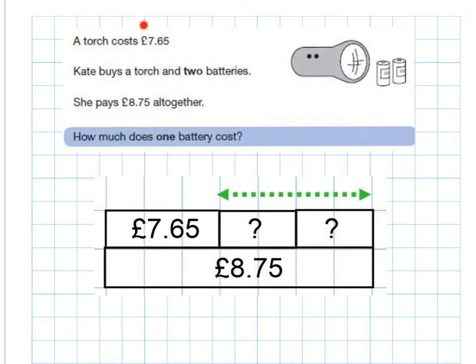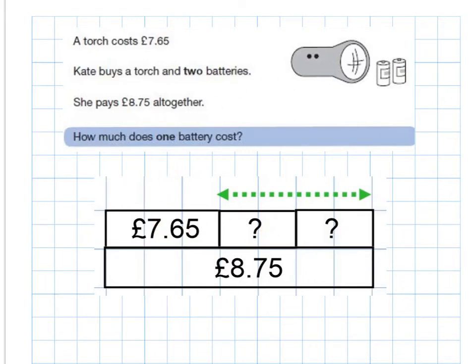This week we've got a torch costing £7.65. So I represent that with this bar here. Then we've got two batteries. We can see them in the picture, but I'm going to represent them here. I've got my two batteries. Now we don't know how much they cost, but we do know it costs £8.75 altogether. So these three things cost £8.75. My torch here, and my two batteries.